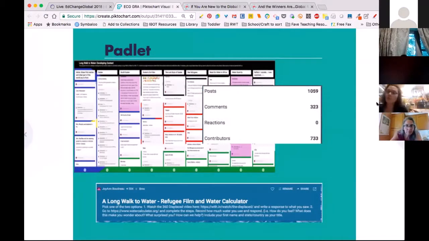So I'm going to talk for a second about three of the tools that I used that worked well for me to build connections. I was trying to facilitate connections for my entire building, fifth through eighth grade. So it was a little different for me.